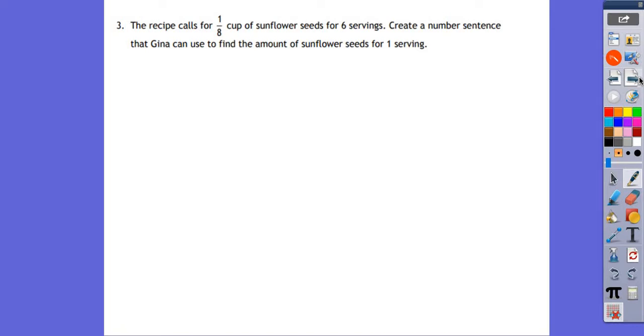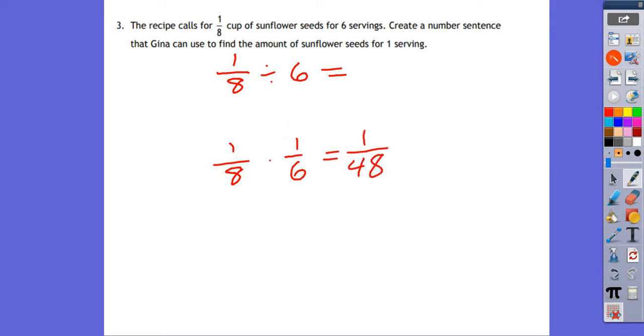It says there is 1/8 cup of sunflower seeds in 6 servings. I need 1 serving. So how does my number sentence start? Divided by 6. Do some scratch work. Multiply by the reciprocal. 1/48. Can that simplify? No, it is simplified. There's my number sentence.